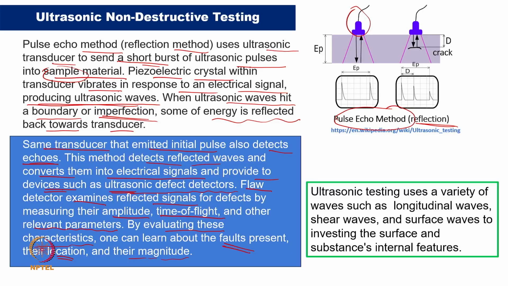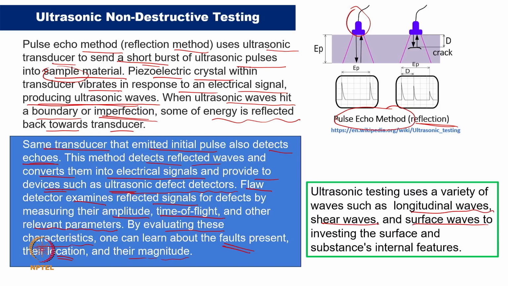Now, one more thing is coming: we have used two different methods, but what about the ultrasonic waves? What kind of waves are we using? Of course, we say high frequency, more than 20 kilohertz, and lesser than 1 gigahertz or maybe up to gigahertz, that is what we have done. But there are other waves also, such as longitudinal waves, shear waves or surface waves. So, there are three different kinds of waves.